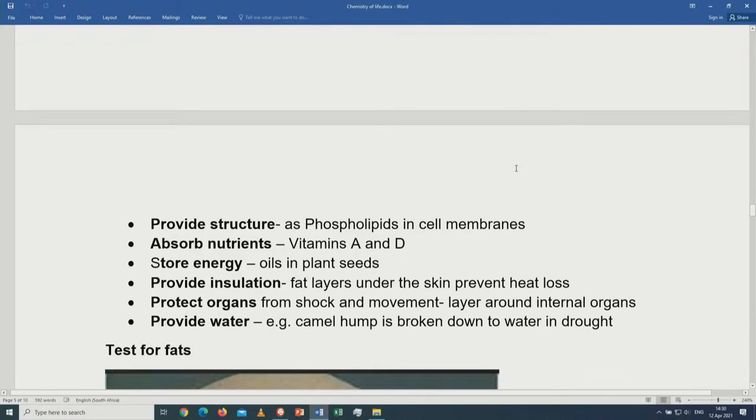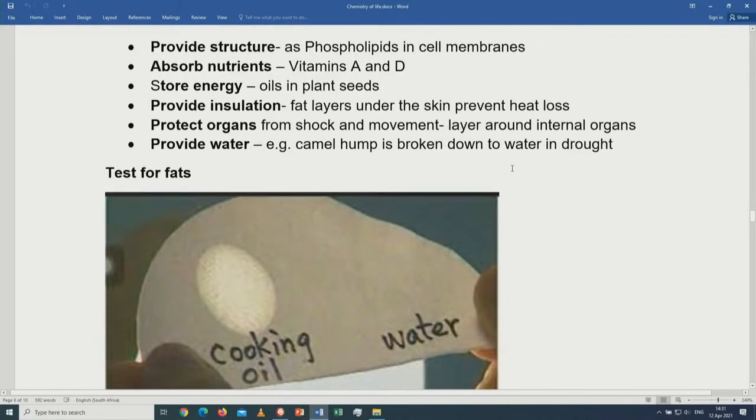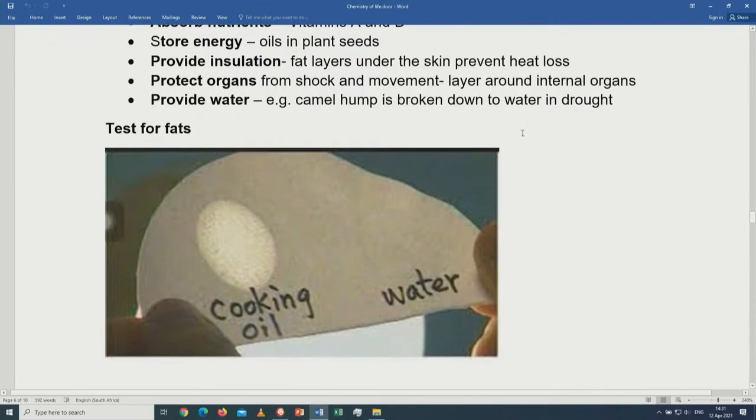Uses of lipids or fats. They store energy, and they absorb nutrients such as vitamins A and D. They provide water, just like in a camel, where the fat in the hump is broken down to water in conditions of drought.